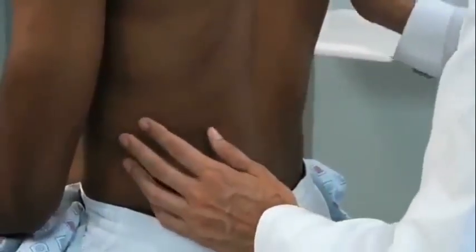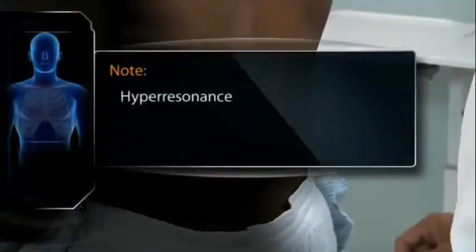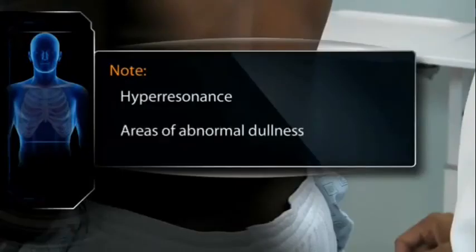Normal lungs are resonant. Hyperresonance suggests COPD from alveolar air trapping and delayed expiration. Note any areas of abnormal dullness, suspicious for underlying effusion. Next, ask the patient to breathe out and use percussion to identify the lower level of the diaphragms. Ask the patient to take a full inspiration and measure descent of the diaphragms, or diaphragmatic excursion.